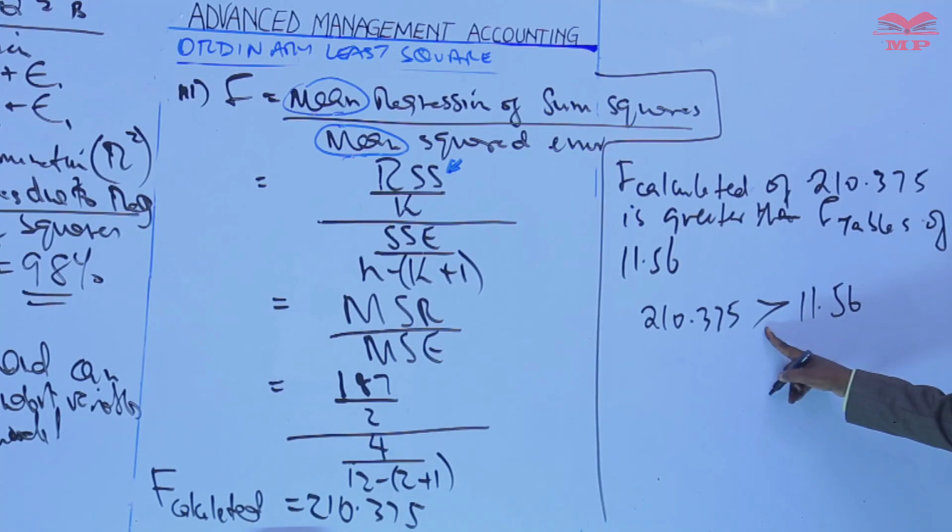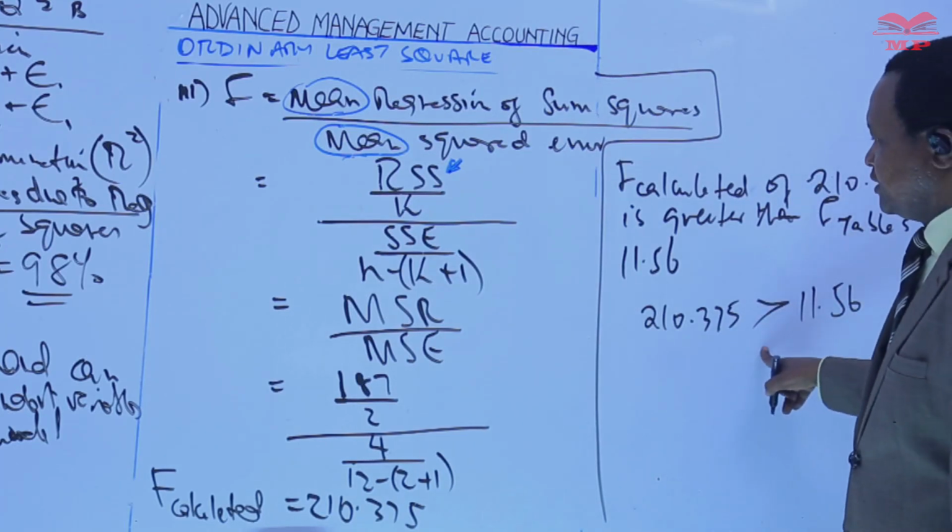as was the case for the coefficient of determination, which was 98%. 98% of the variance in demand can be explained by the independent variables, that is price and income. And therefore, the model provides a statistically significant explanation for the variation in the demand.